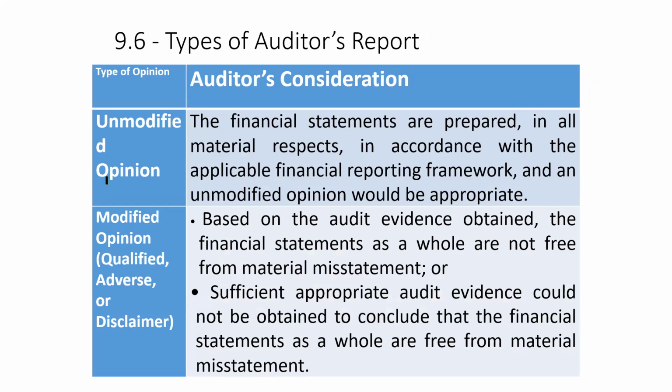So in an unmodified audit report, we are saying that he gives an unmodified opinion. And that means that the financial statements are prepared in all material respects in accordance with the applicable reporting framework, and an unmodified opinion will be what's appropriate. So the auditor doesn't have any reservation whatsoever. But when there is a modified report, which usually comes with a modified opinion, then you're saying that based on the evidence he has gathered, probably there is an issue.